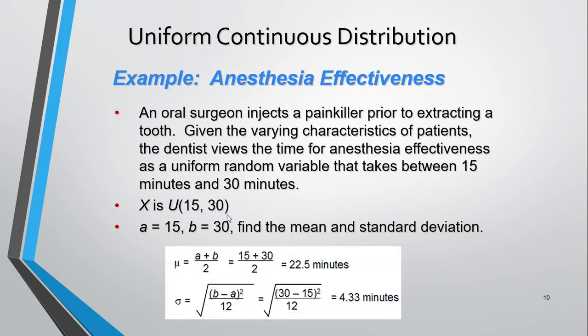Now, what will be the mean and standard deviation then? Mean will be A plus B over 2, or 15 plus 30 over 2, 22 and a half minutes. And that's the average time that it takes for people to become numbed. Then the surgeon will come and take out your tooth. And the standard deviation of that is the square root of B minus A squared over 12, and you carry out the calculation, you get 4.33 minutes.